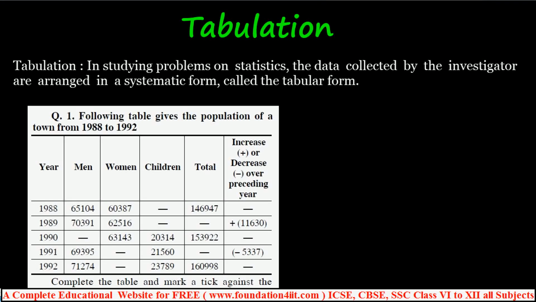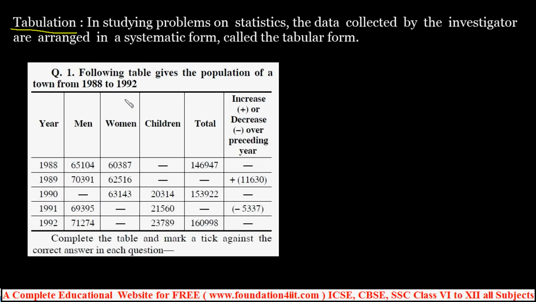Before that, the meaning of tabulation is, in studying problems and statistics, the data collected by the newsletter are arranged in a systematic manner. So systematic order or systematic form is called the tabular form. Now I am showing one question here.